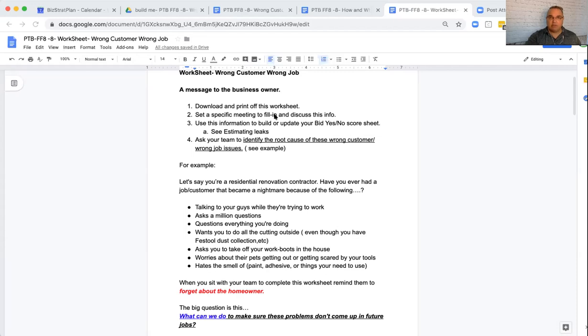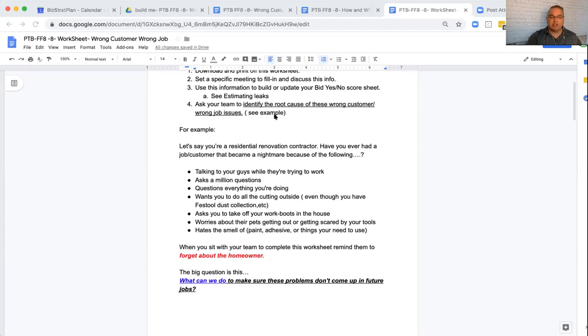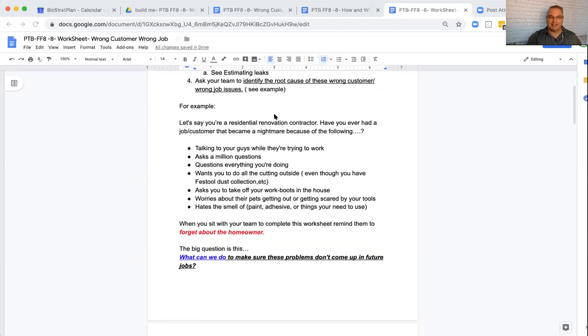You want to have a meeting with your team to talk about this, okay? Use this information to go back again and update your bid yes, no score sheet when we were talking about inside estimating leaks, which was module number 1. And then make sure you're asking your team to identify the root cause of these wrong customer, wrong job issues.